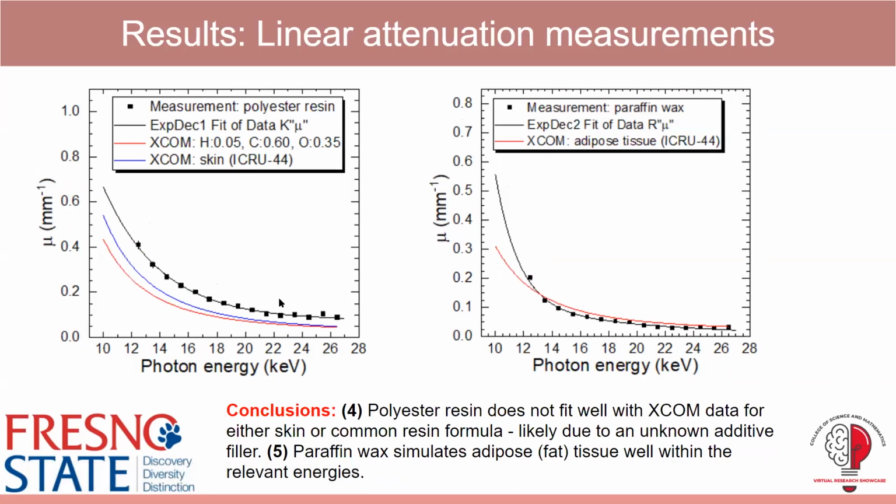Additionally, we have our polyester resin, which doesn't fit the XCOM data for either skin or for a lot of these common resin formulas that we've looked through in the literature. The particular formula for the resin we purchased is not available due to trade secret, so we simply just won't be using this soft tissue phantom. And over here we have paraffin wax, which very well matches adipose tissue for the energies that we're interested in. It starts to deviate at these endpoints here, but for what we're using, this should fit very well.